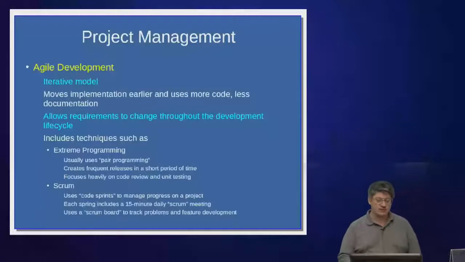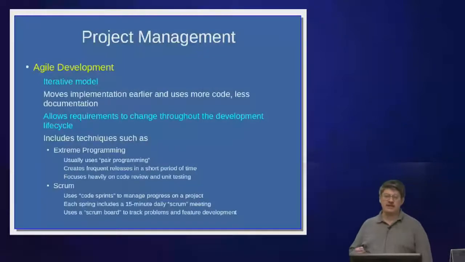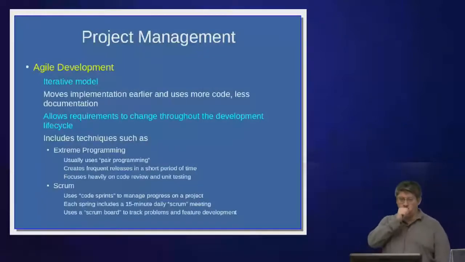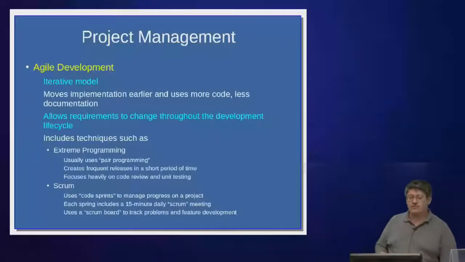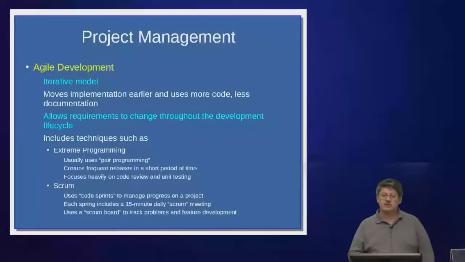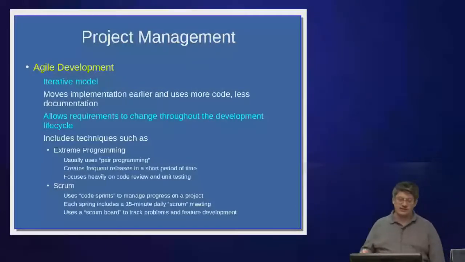A third approach is agile development. Agile development, like UCD, is an iterative model. Instead of moving from one stage strictly to another, we're going to repeat and repeat. Agile development moves implementation earlier, and it uses more code and less documentation than the other approaches. What this does is it allows the requirements to change throughout the development lifecycle.